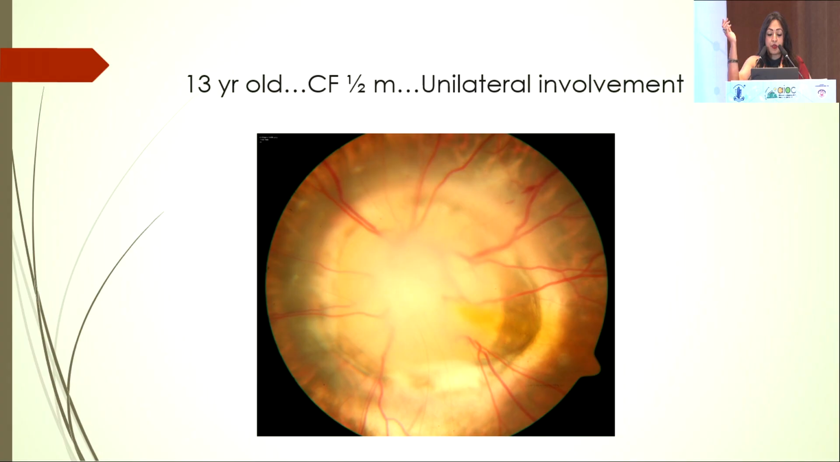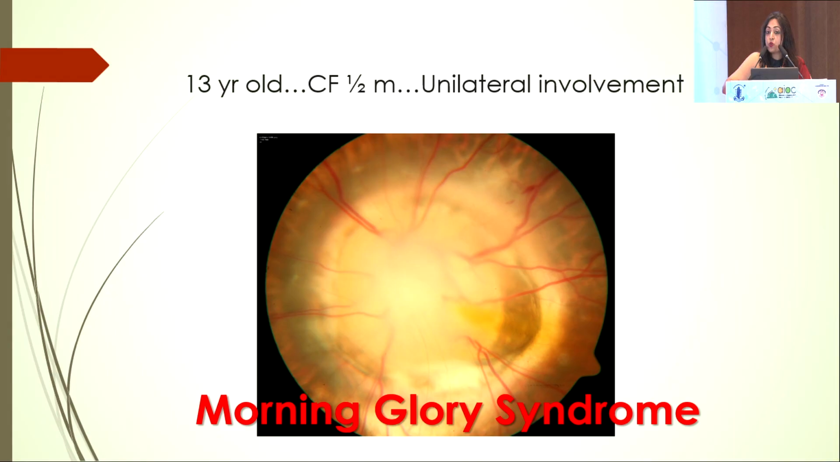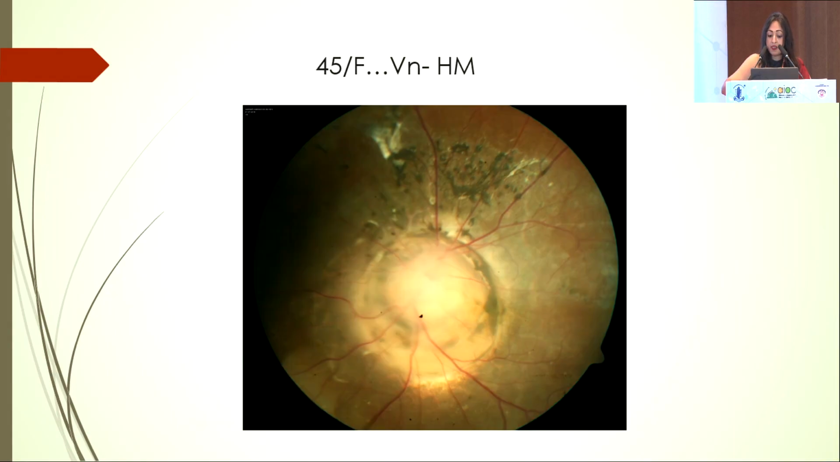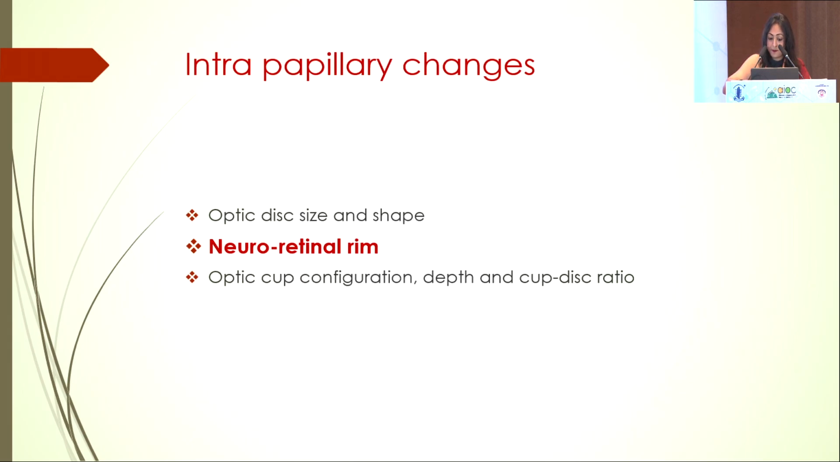This is a 13-year-old female with a counting fingers half-meter vision, and this was a unilateral involvement of the disc. So this actually was morning glory syndrome. Similarly, a patient of 45 years with a bad vision, and this was a disc coloboma. There was also an intercalary membrane which was picked up on B-scan.